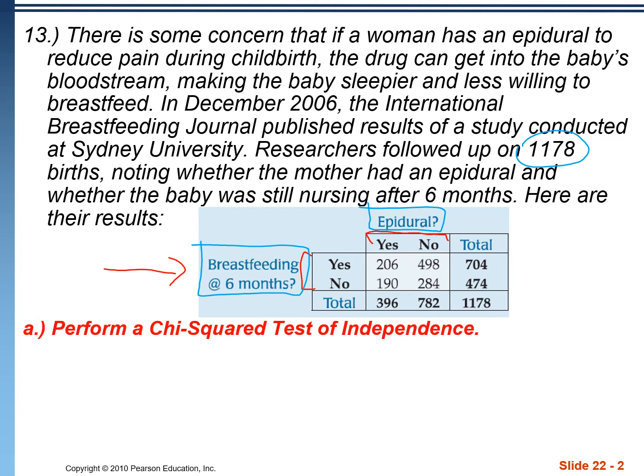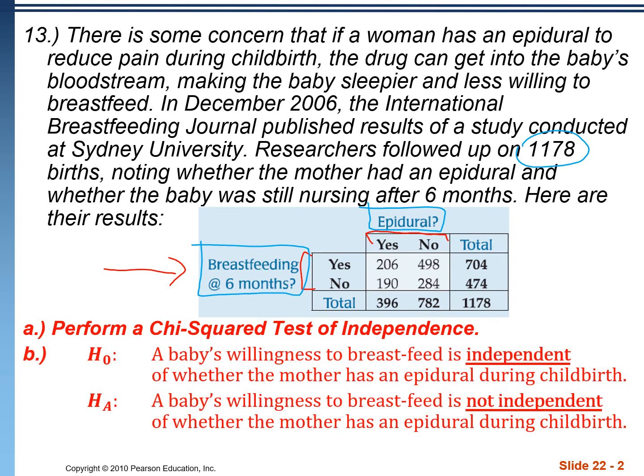When it comes to writing the hypotheses, we would write: a baby's willingness to breastfeed is independent of whether the mother has an epidural during childbirth. We could also say there's no association between receiving an epidural and the likelihood of the baby breastfeeding at 6 months. The alternative is just the opposite of that. So we're either saying that they're not independent, or there is an association between those two variables.